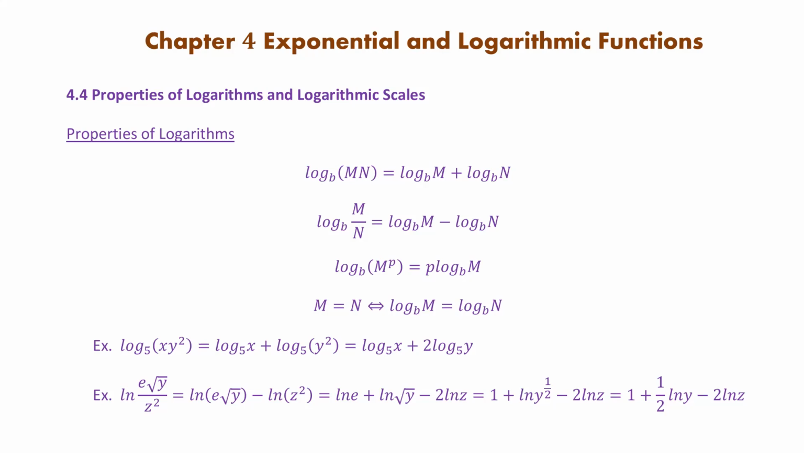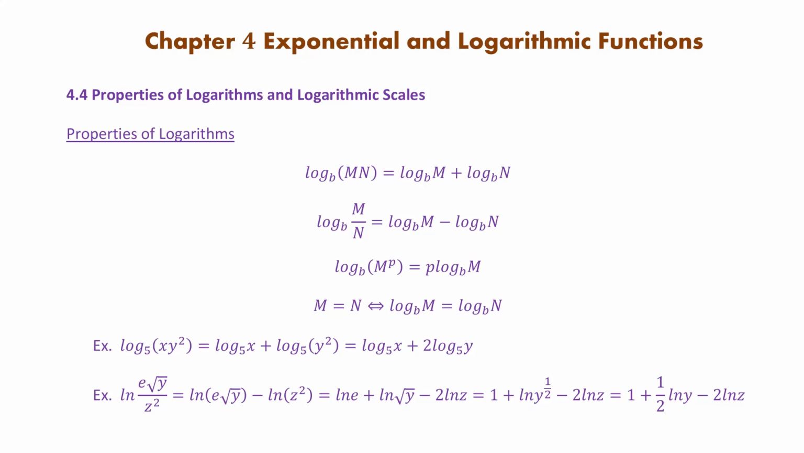The third property says the logarithm of m to the p power with any base is equal to p times log m base b. So if you take the logarithm of an exponential, then you can actually put down the exponent into the front of the logarithm to multiply with the logarithm of that base m. So this m can be any function or number, again, as long as it's positive.